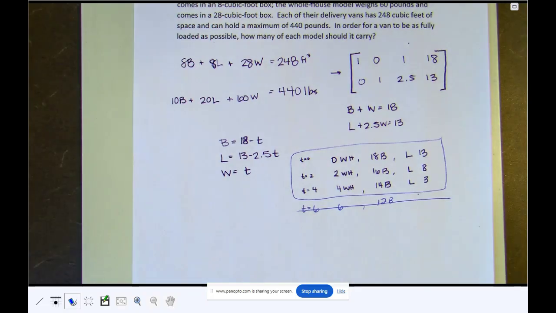We got distracted by the L in front of the 13 and the 8. Oh, because it's backwards of the rest of them.